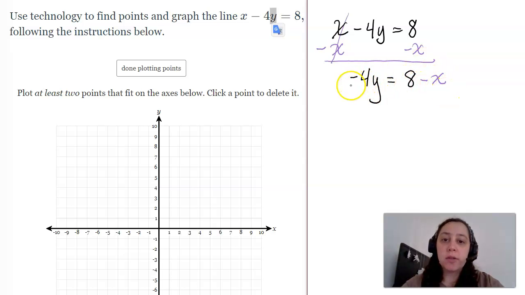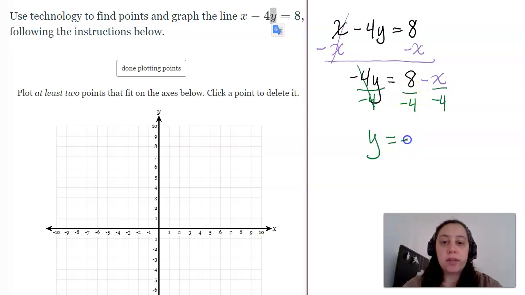Next, this y is still with the negative 4, and the negative 4 is not separated by a sign from the y. That means we're multiplying negative 4 times y. The inverse of multiply is divide, and we'll divide by negative 4 on all terms. So here the negative 4's cancel. We're just left with y equals 8 divided by negative 4, which is negative 2. And negative divided by negative gives us a positive x divided by 4. This x divided by 4, remember there's also this 1 in the front, so we can also write it as 1 over 4x.